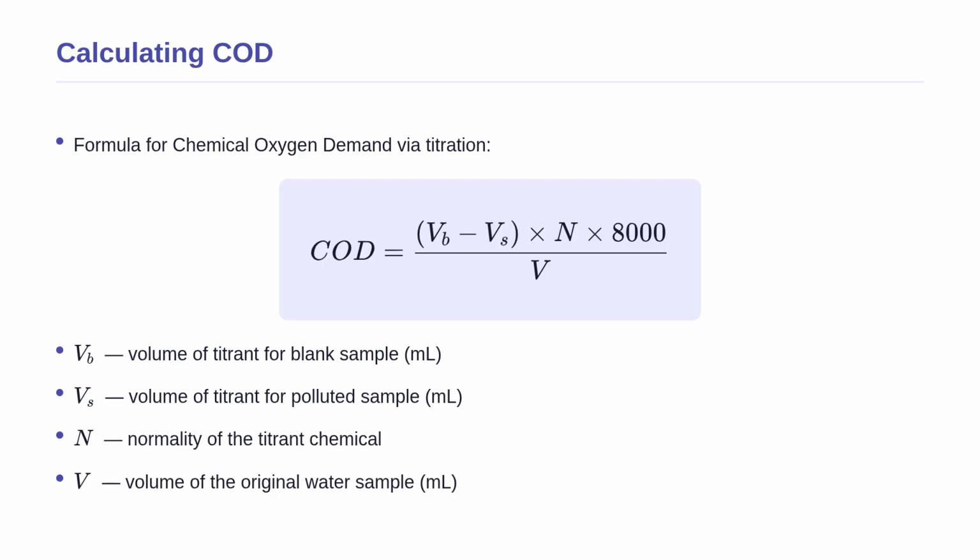VB represents the volume of the titrant used for a blank sample of pure water, measured in milliliters. VS represents the volume of titrant used for the actual polluted water sample. N is the normality of the titrant chemical, which tells us its exact concentration. The number 8,000 is a constant conversion factor that translates chemical equivalents into milligrams of oxygen per liter. Finally, V is the volume of the original polluted water sample. If the polluted sample consumes a lot of the oxidizer, VS will be small, making the numerator large and indicating heavy pollution.